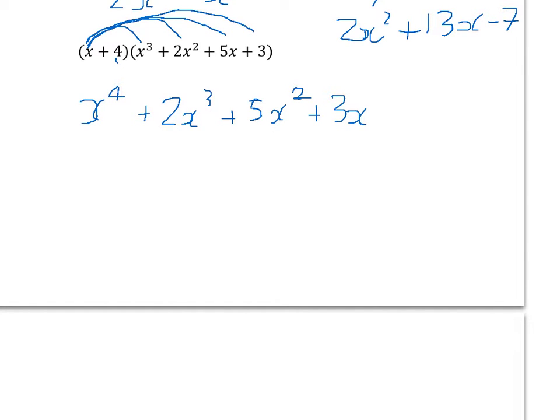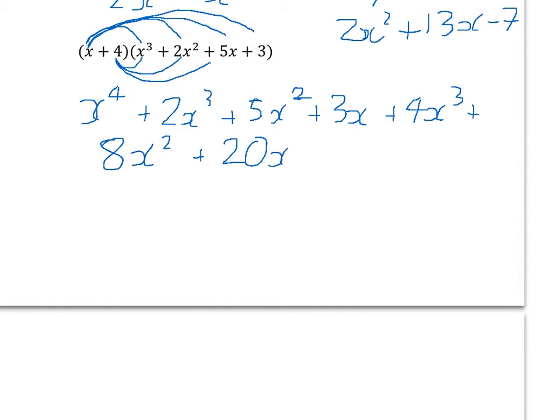Now I'll do the same but with the 4, so 4 times x cubed plus 4 times 2x, well that's 8x squared, plus 4 times 5x, which is 20x, plus 4 times 3, which is 12. So now we can collect together all the x cubed, x to the power of 4, x squared, x's and numbers. So there's only one x to the power of 4, so x to the power of 4. X cubed, well there's 2 here, and there's 4 there. So that's 6.